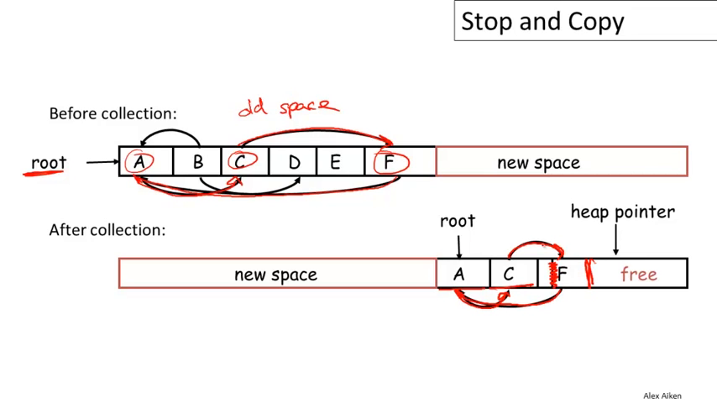So we not only move the objects, we move their pointers and we adjust them so that we have really copied the whole graph of objects over to the new space. Now we're using less space, and so there's some free space here. Okay, and now this will become the old space. This is now our old space.